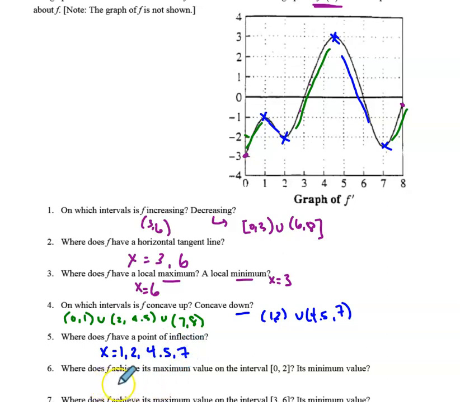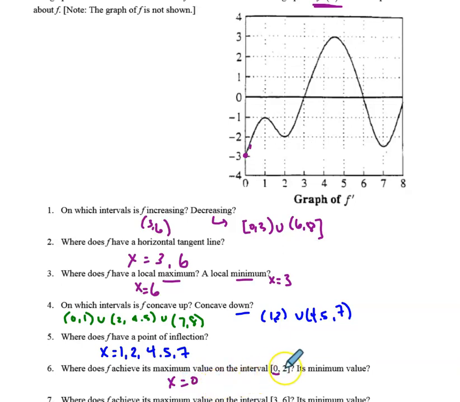Next question, when does the function achieve its maximum value on the interval from 0 to 2? Well, on the interval from 0 to 2, the derivative is always negative. So what that means is that if the derivative is always negative, the function must be always decreasing. So its maximum value will occur at the left-hand endpoint. So that is going to be at x equals 0, because from there the function decreases.